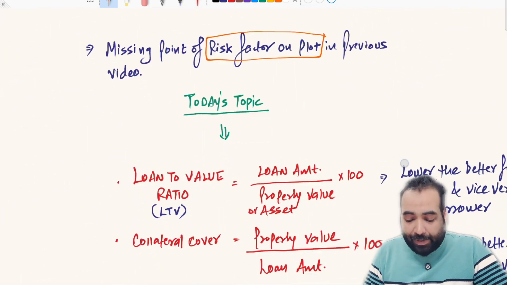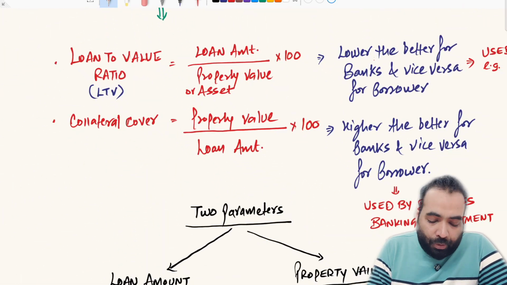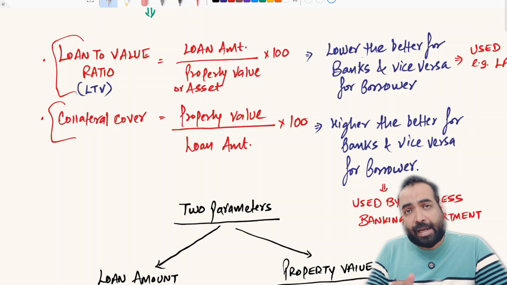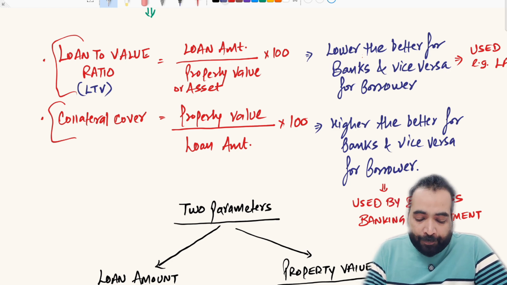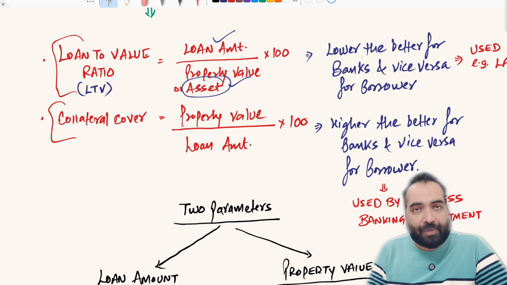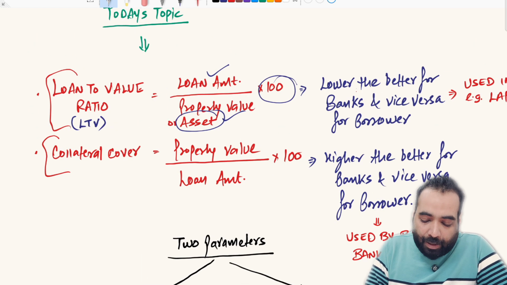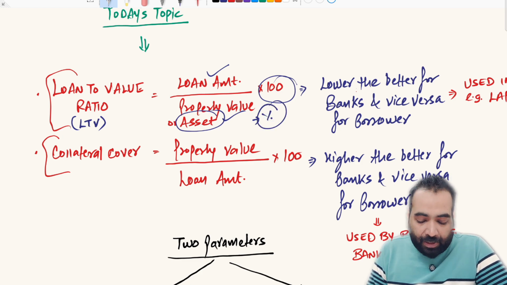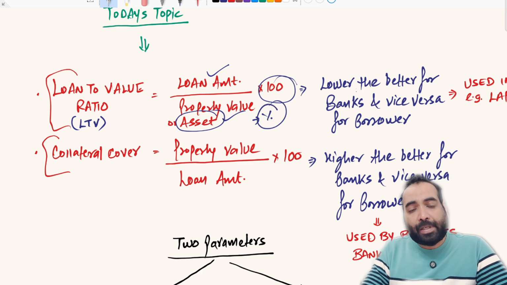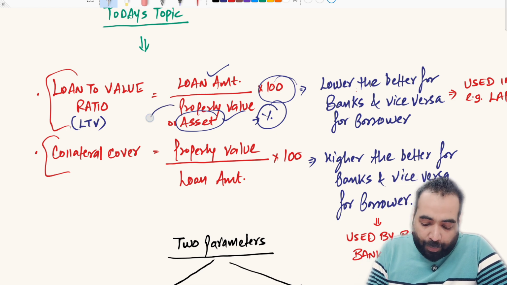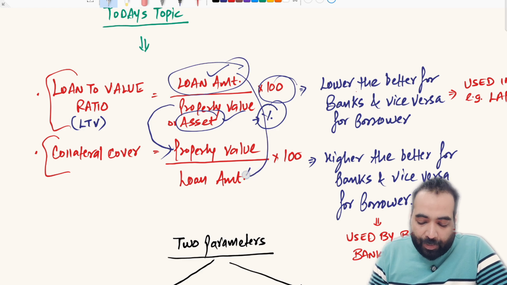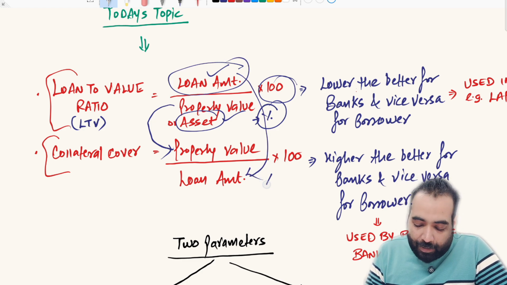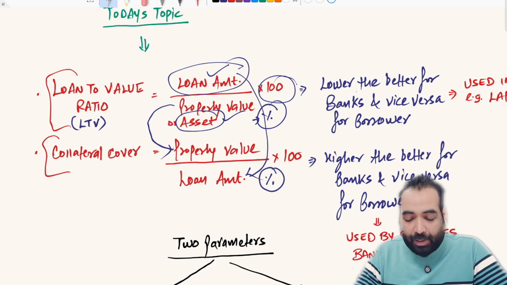Coming to today's lecture, we are discussing loan to value ratio and collateral cover. As I said earlier, both are the same terms only. If you look at the formula, loan to value ratio is the loan amount divided by the property value or the asset value, into 100. We calculate it in percentage terms. And collateral cover is just the opposite of loan to value ratio. Here the property value comes in the numerator and the loan amount comes in the denominator instead. It is also calculated in percentage terms, right?